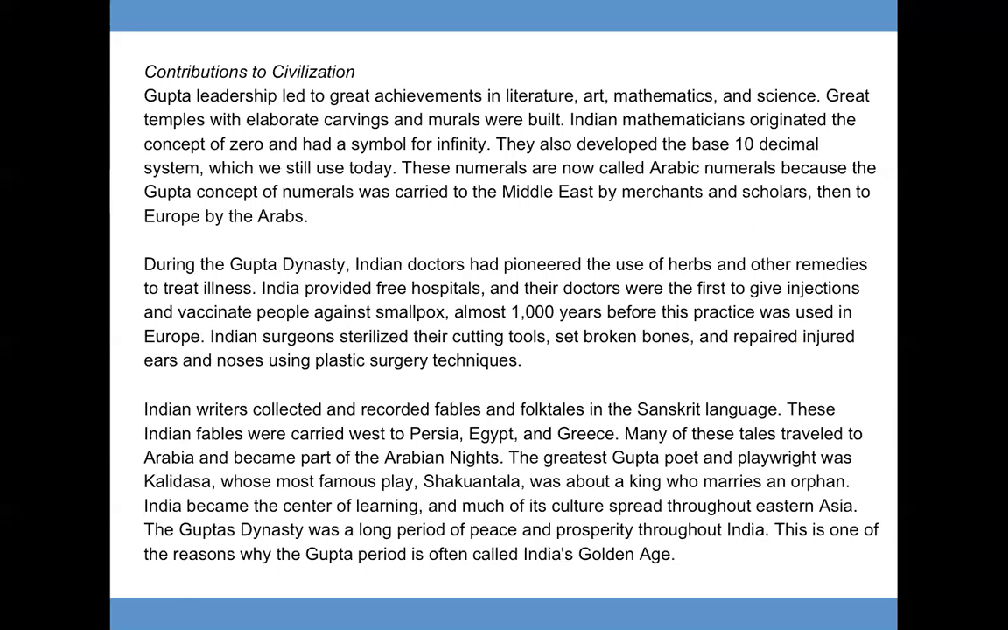Indian writers collected and recorded fables and folktales in the Sanskrit language. These Indian fables were carried west to Persia, Egypt, and Greece. Many of these tales traveled to Arabia and became part of the Arabian Nights. The greatest Gupta poet and playwright was Kalidasa, whose most famous play, Shakuntala, was about a king who marries an orphan.